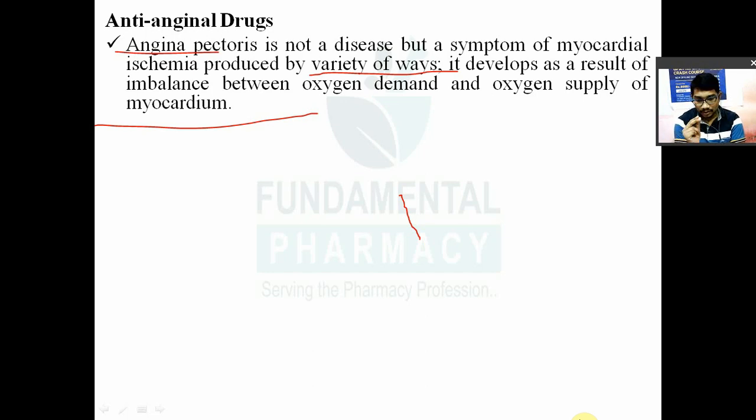That is due to either blockage in the coronary artery, or due to another reason, for example, spasm of coronary artery. Again, that is due to loss of elasticity of coronary artery. So there are different reasons. The main problem is that there is an imbalance between oxygen demand and supply to the myocardium. Here, the myocardium needs more oxygen, meaning more blood, but less is going.